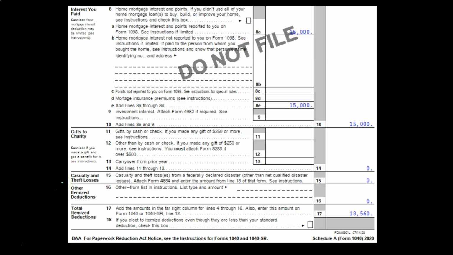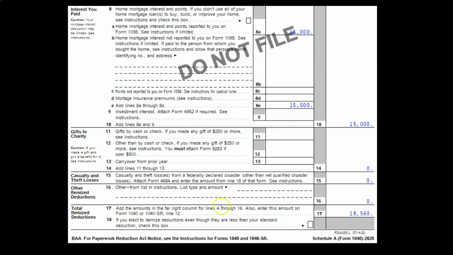And then we've got casualty and theft losses. Now this has been severely limited. Casualty and theft losses from a federally declared disaster other than net qualified disaster losses. So we'd have to attach Form 4684. If you're talking to someone who had some kind of theft prior to like 2 years ago, this was a broader category before. They narrowed it down in an attempt to make the tax code easier. It's probably easier for us tax preparers because you don't have random things in there. But in any case, there are other itemized deductions, from the list and instructions. We'll take a look at the other itemized deductions in a future presentation.